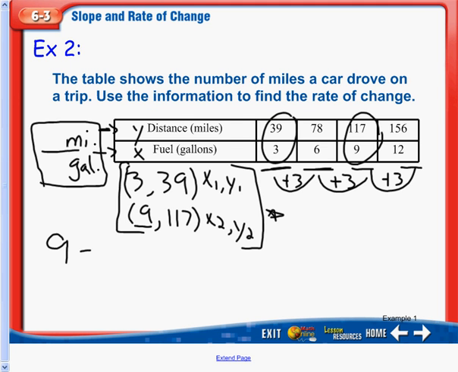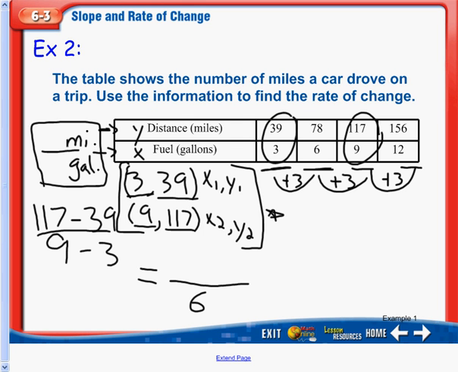So now I can set it up into my formula here, because we want to put our x2 first on the bottom, minus x1. Then following suit, we do our y2 minus y1. So now I have 117 minus 39 over 9 minus 3. So now I have to simplify. 9 minus 3 is 6, and 117 minus 39 is going to give us 78. Or we could use a calculator on that as well.